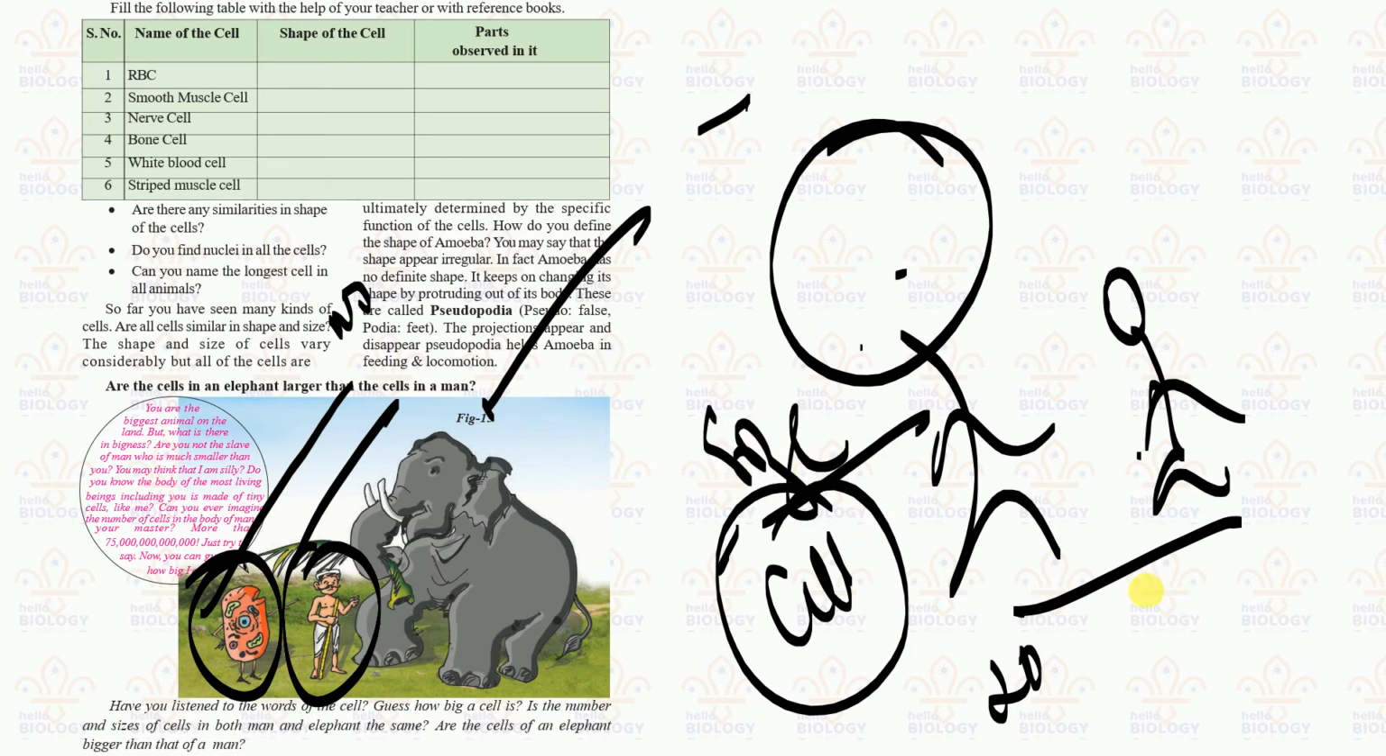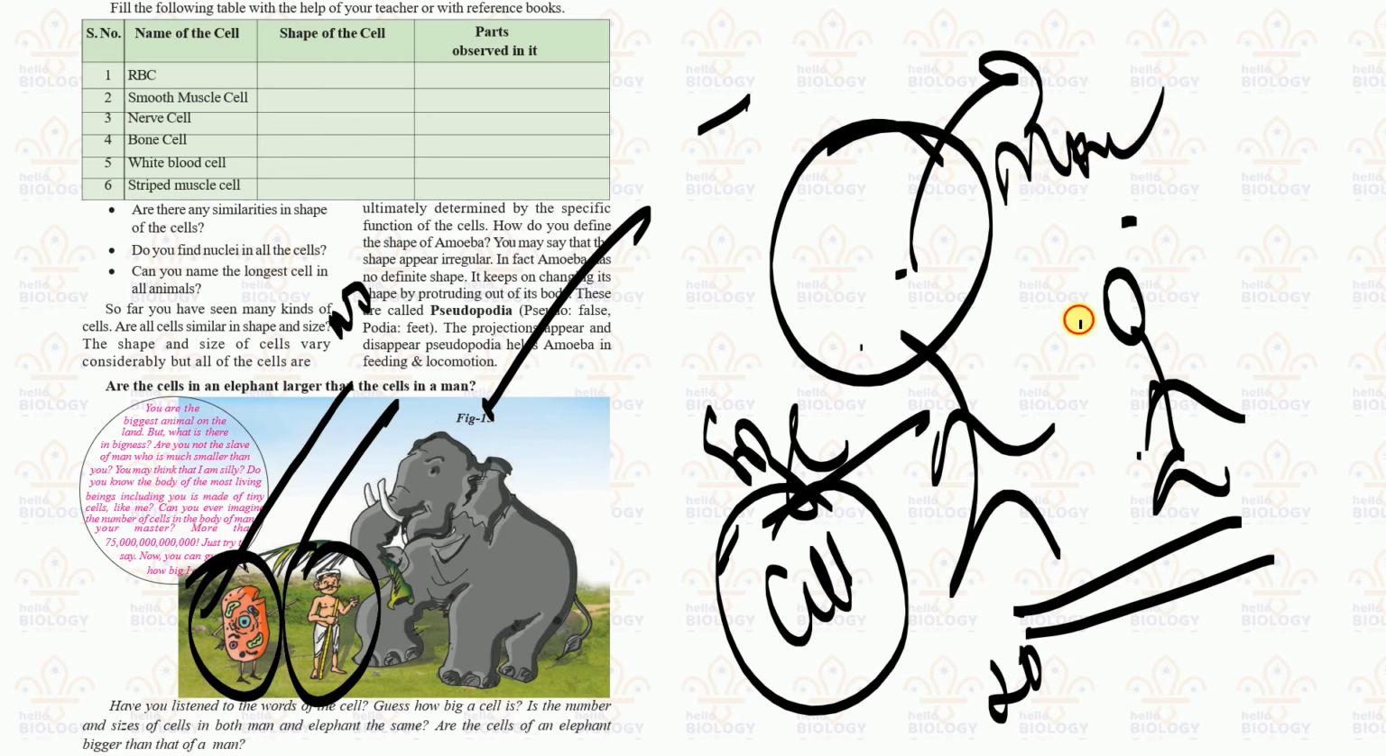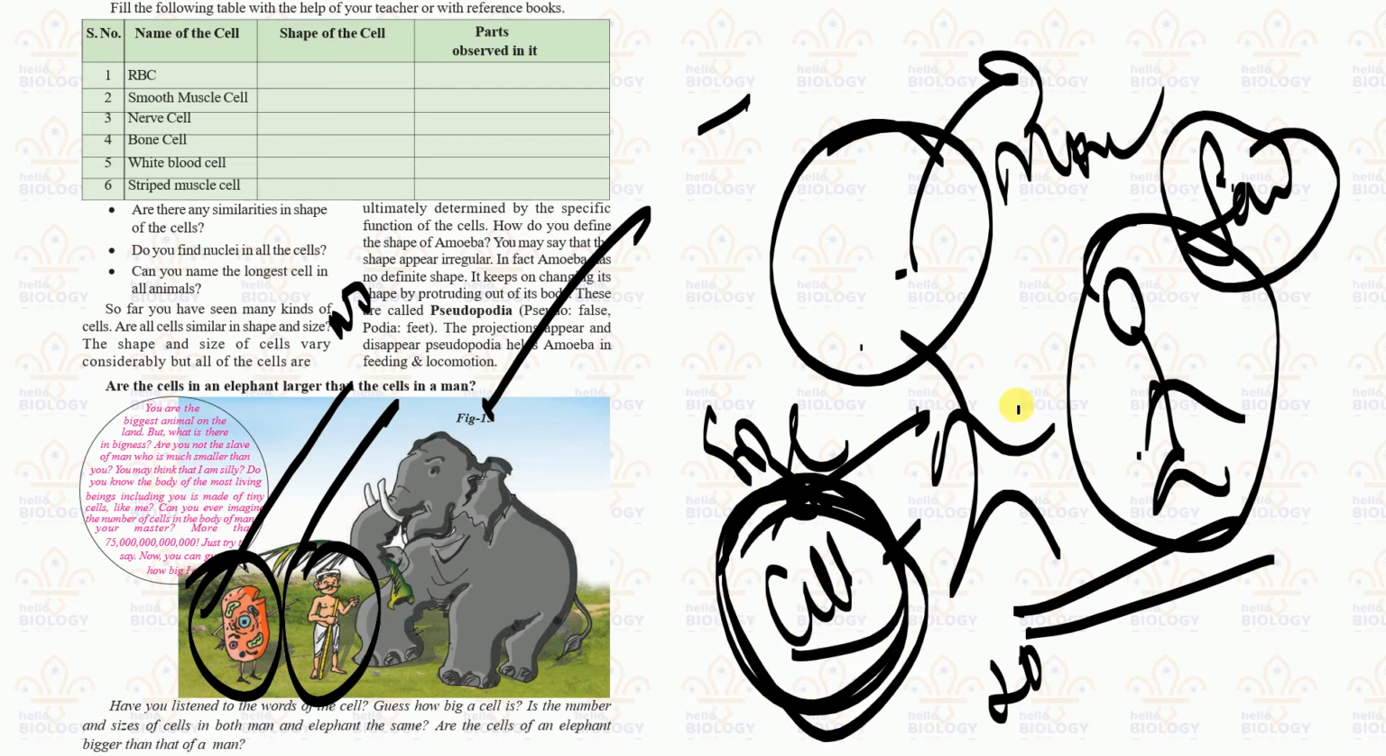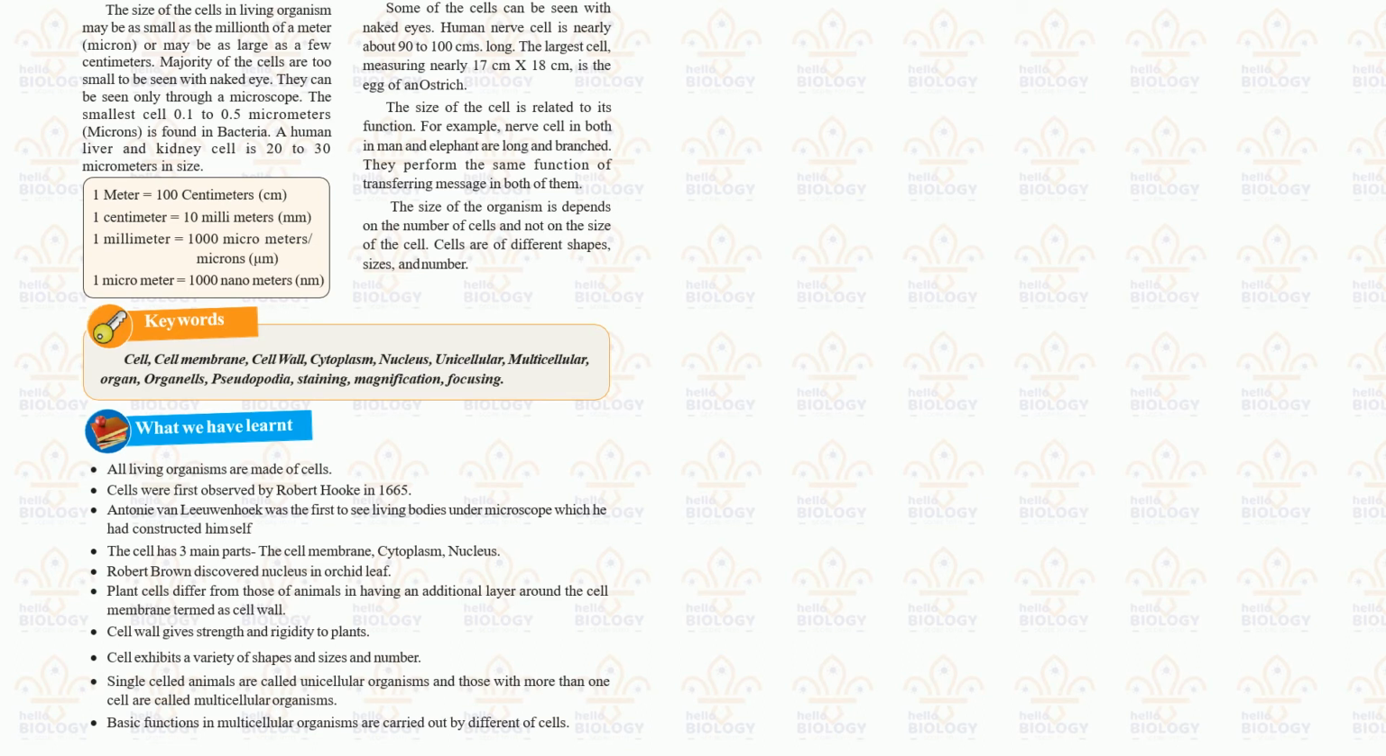Only the difference is the number. A bigger animal means more cells will be present. A smaller animal means only a few cells are present. But cell composition and cell size will be the same. Understood? And with this, we have completed the second chapter. And some of the data is there here.